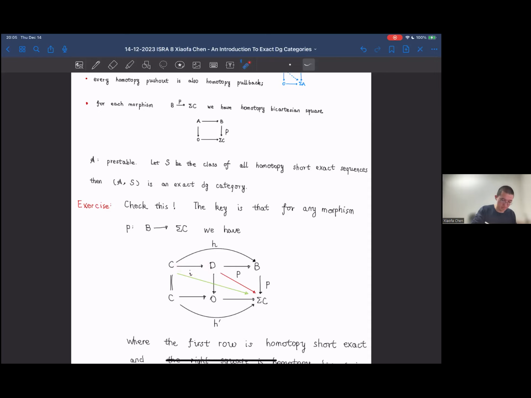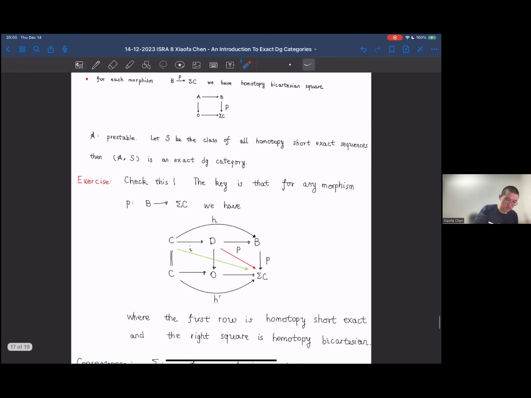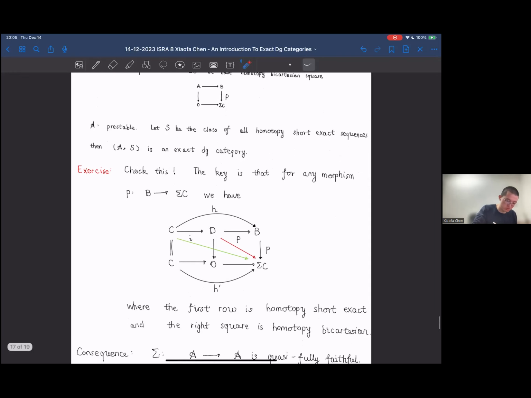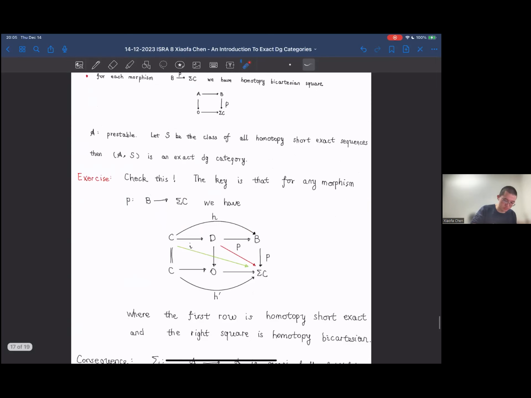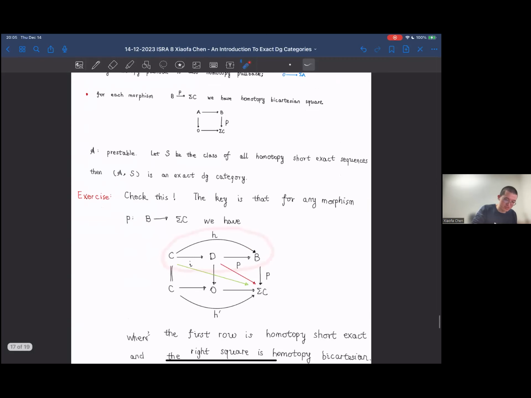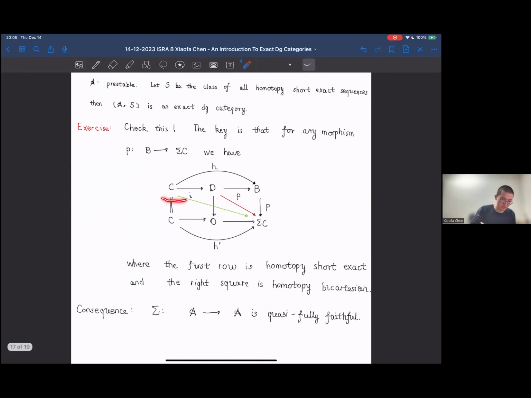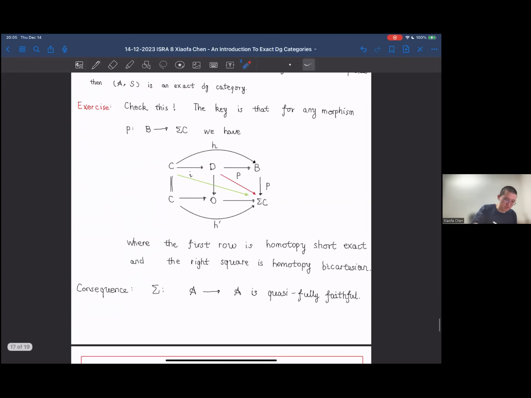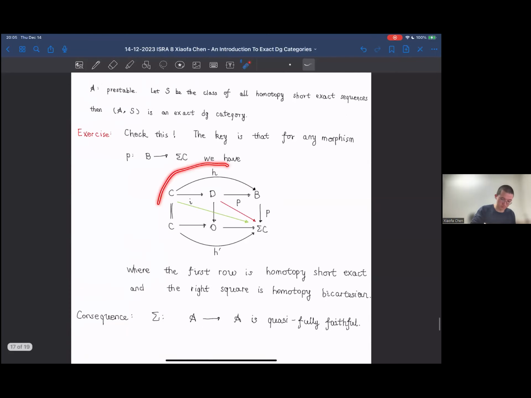Okay. Now we need to show that this is homotopy bicartesian, homotopy short exact. But if we don't have such conditions, then we can't show this. So we leave it as an exercise to show that this is indeed a homotopy short exact sequence. Okay. And this is important in checking this. This defines an exact structure.